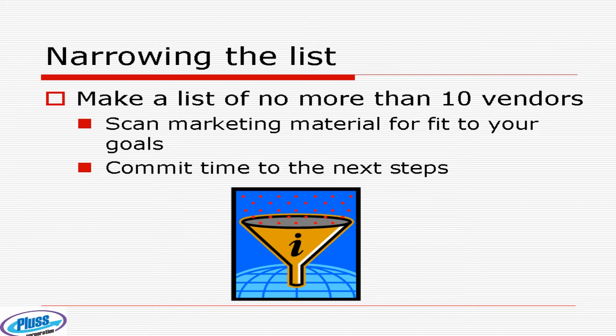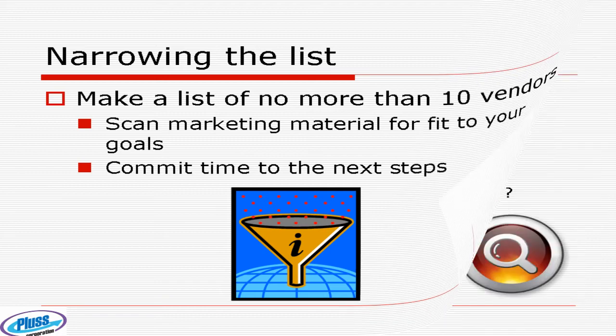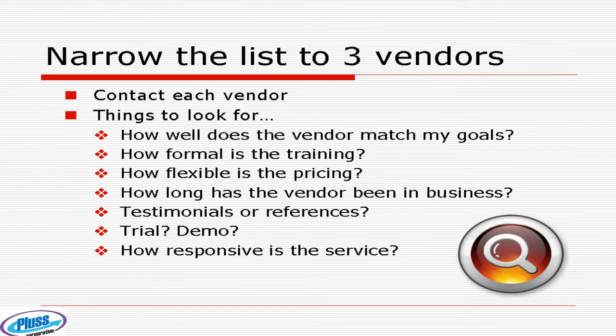Try to review, in some amount of detail, at least 10 vendors. You will then want to narrow the list to about 3 vendors that you will fully evaluate. Once you've narrowed the list to 3 vendors, you are in the home stretch of making your selection. It is key that you dedicate time to the next few steps.